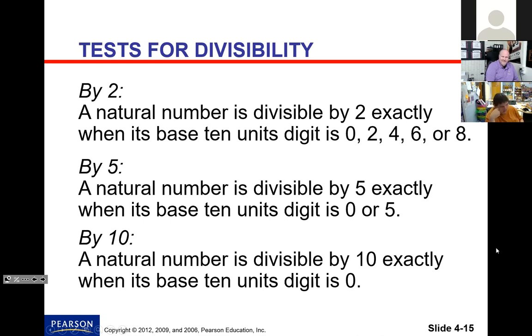Okay. Next ones. And like I said, you don't have to memorize these, because you can always just use your calculator. You take a number, and if it asks, is this number divisible by 7? You just divide it by 7. If you don't have a remainder, you know it's divisible by 7.